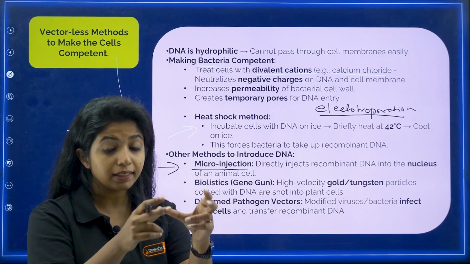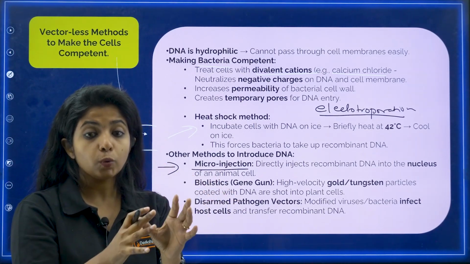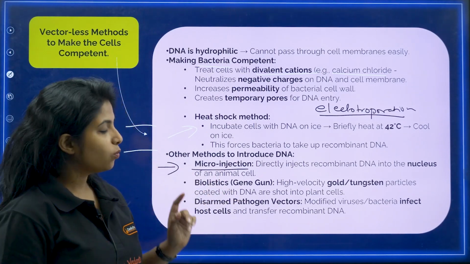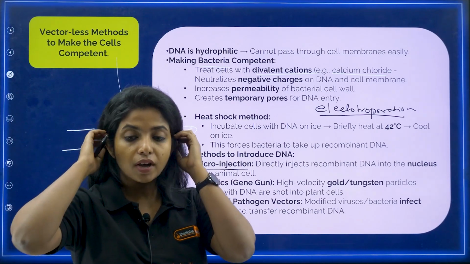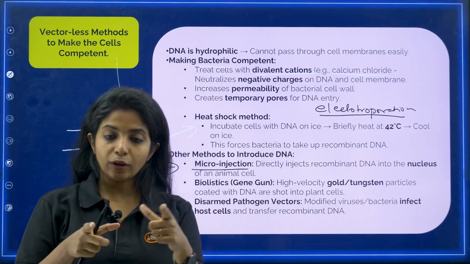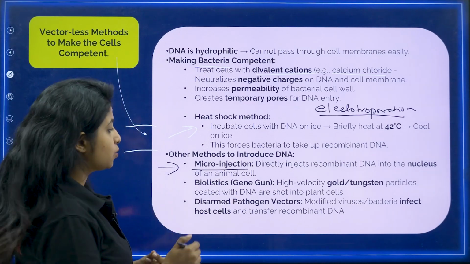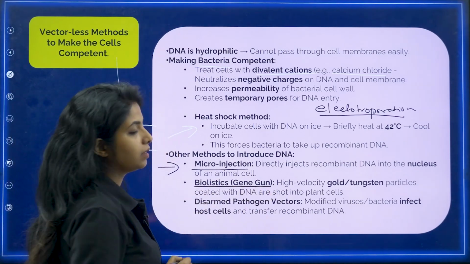Okay, to inside the nucleus, nowhere else. Inside the nucleus, the recombinant DNA has been put up. What about plants? Plants have what? Cell wall. So obviously they cannot have this particular method of micro injection, but they can undergo something else that is known as biolistics or gene gun method.